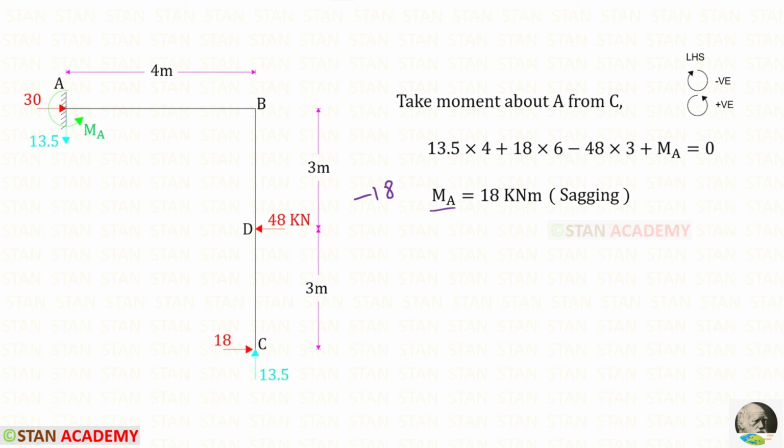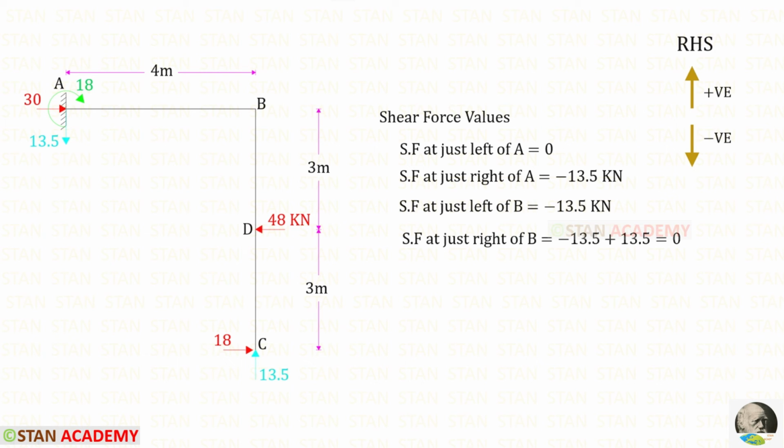That means our assumed direction is incorrect. Ma is not a hogging moment, it is a sagging moment. We have to change the direction. You can see that I have changed the direction into clockwise. Using the right hand side rule, we can find the shear force values for the beam AB. For the beam AB, there are only two perpendicular forces, this one and this one. Using them, we can find the shear force values.